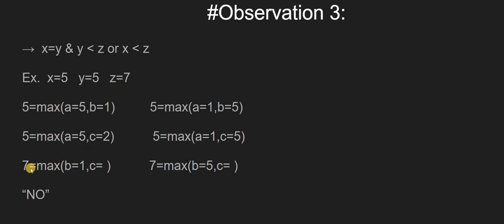Next, for z equals 7, it should be max of b, c. We have already taken b as 1, so b equals 1. Now we can't take c as 7, because we have already taken c equals 2. So for this condition also, the output will be no. So this is the second case. Let's take a equals 1 and b equals 5. For this case also, we can't produce the value of c. There exist two values of c, but we can't take two values of c.